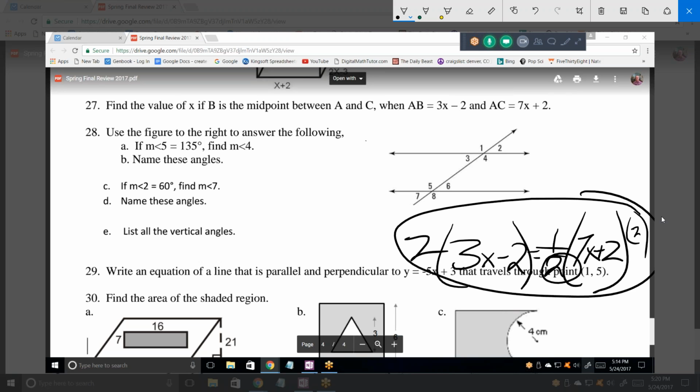What do you got? 2 parentheses 3x minus, hold on. Do that distribution. In other words, let's simplify. It's 2 times 3x. 2 times, oh, do that, alright. 6x minus 4. Okay. Equals what?